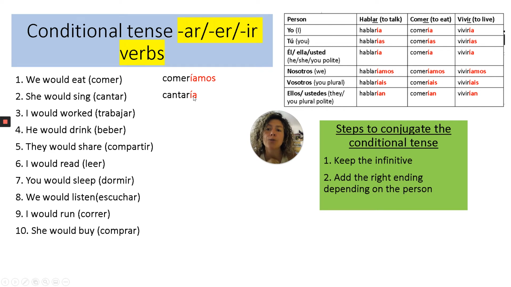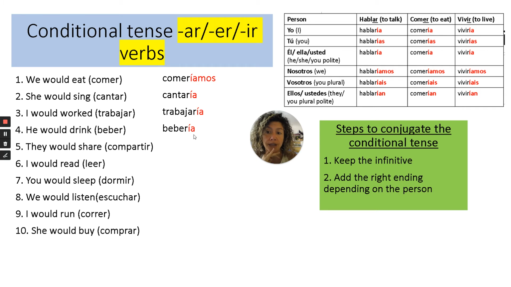Número tres, I would work, without the ed. Trabajar. Pause. Trabajaría. Kept trabajar, added ia for the I form. Four. He would drink. Beber. Pause. Bebería. Beber plus ia, which is the ending for he.